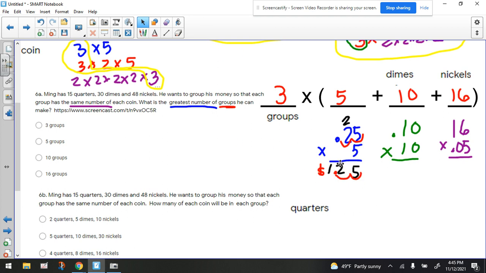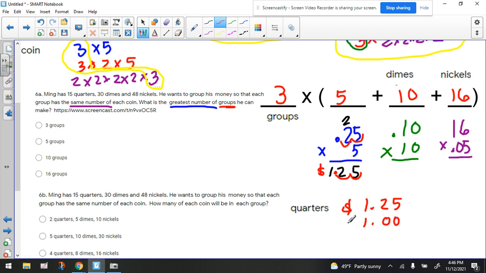Actually, let's put that back. I'm just going to rewrite it. $1.25. All right. Now, anytime you're multiplying any number by 10, it's the same as moving the decimal over 1 to the right. So if I move this over 1 to the right, wouldn't that go right here? And that would end up being a 1 or $1. So we have $1 for the dimes.